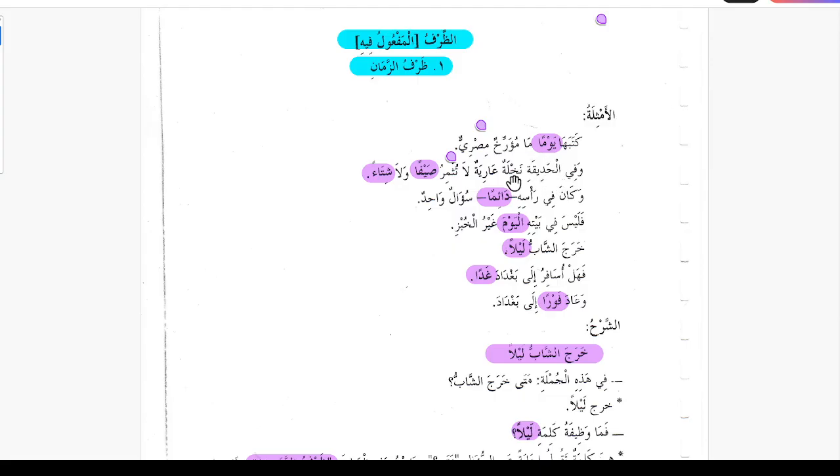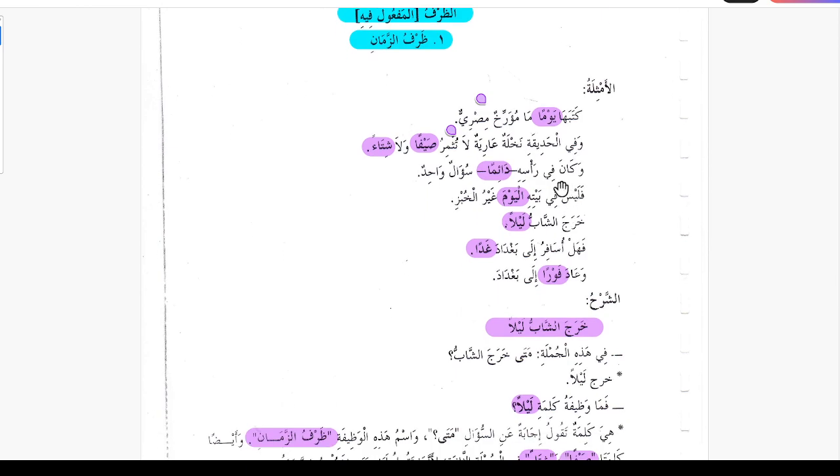Wa fil hadikati nakhlatun ariyatun, and in the garden there is a bare palm tree, la tusmiru sayfan wa la shitaan, that does not give fruit in the summer or in the winter. So sayfan and shitaan also are zurufu zaman, because if you put a question like when does the palm tree not give fruit, the answer is sayfan or shitaan, neither in the summer nor in the winter.